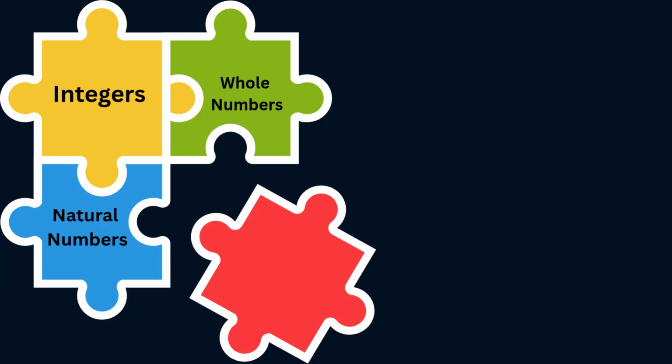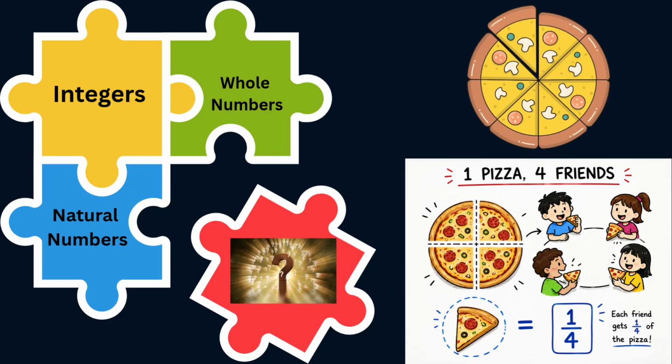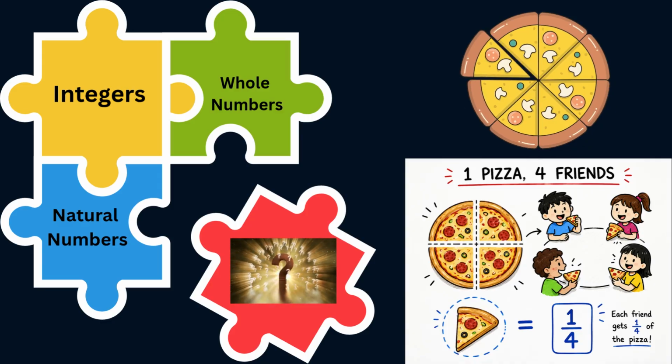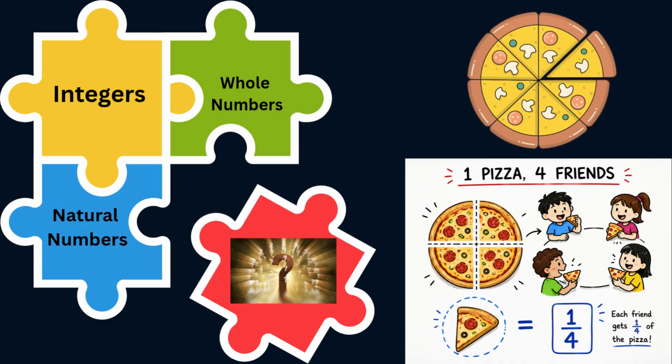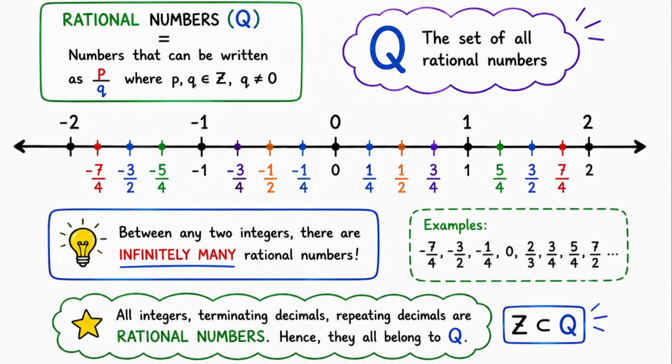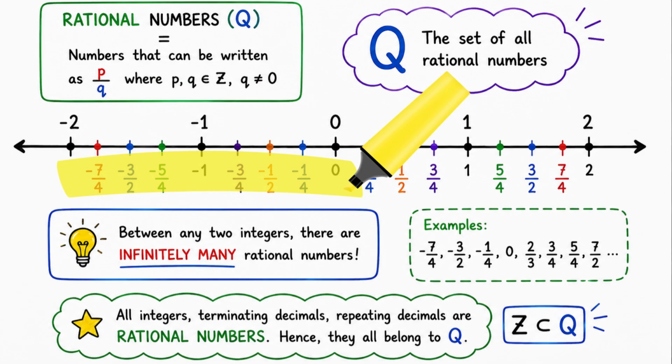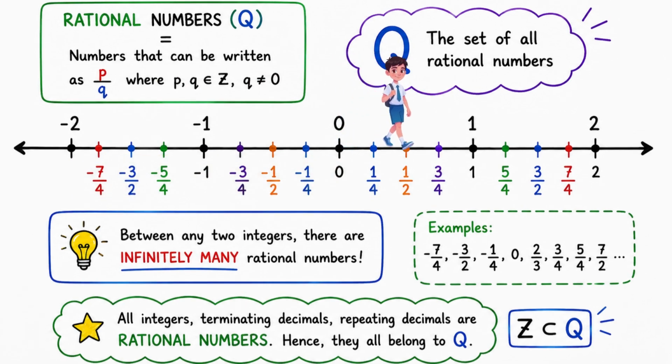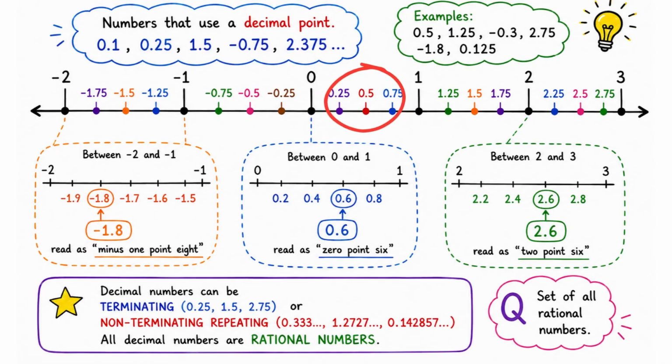But mathematics still wasn't complete. Imagine sharing one pizza among 4 friends. Each person receives 1/4. Or imagine splitting a restaurant bill equally. Now we need numbers that represent parts of a whole. This led to the invention of fractions, numbers that can be written as a ratio of 2 integers. These are called rational numbers. Examples include 1/2, 3/4, 7/10. Even decimals like 0.5 or 0.75 are rational numbers.